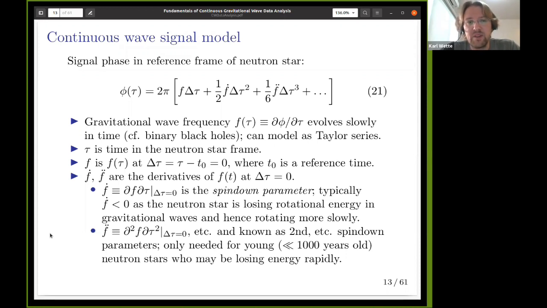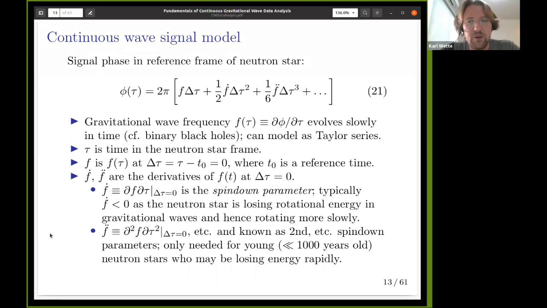The reason for that is simply that we suspect that the gravitational wave frequency of continuous wave signals that we can detect tends to evolve slowly over time. This is different from binary black hole or neutron star signals, where the signal sweeps through the band in this sort of chirp model. Here these signals evolve slowly, so over a year's observation time it's reasonable to model them as a Taylor series.